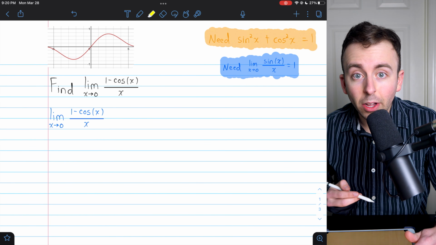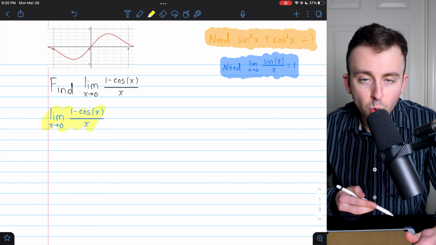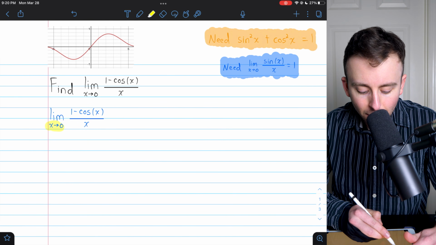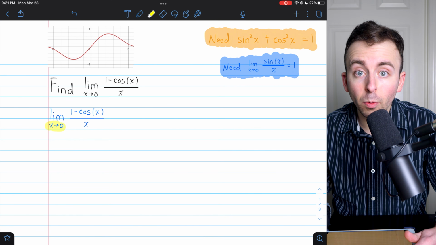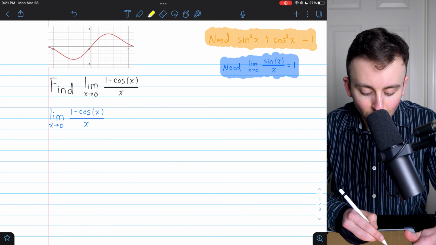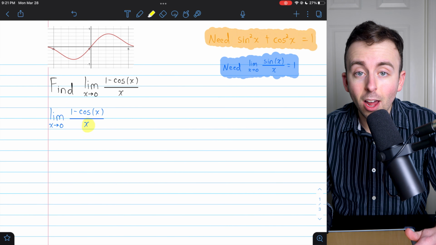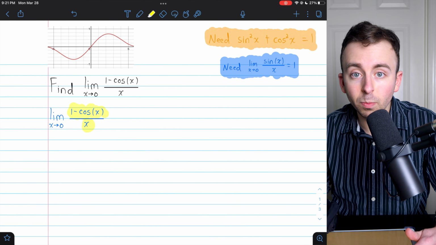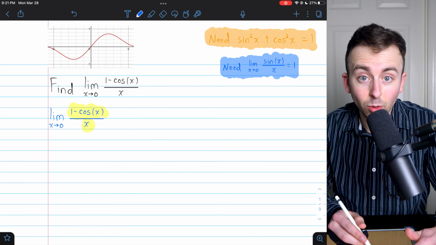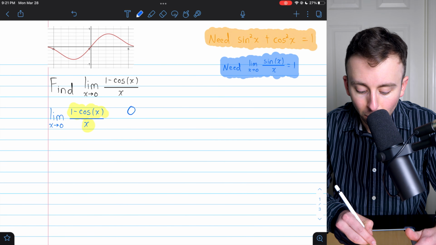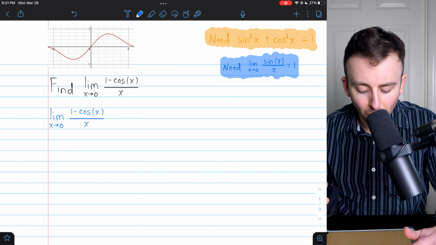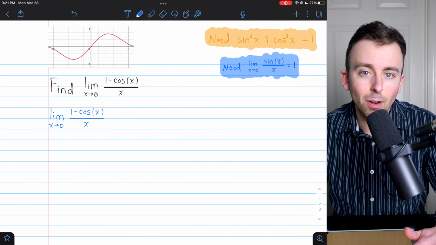Let's get into evaluating this limit, and we'll do our work in blue. For starters, we know we can't plug x equals 0 directly into the function because we would have 0 in the denominator, and we'd have 1 minus cosine of 0, which is 1 minus 1, so 0 in the numerator too. We'd have 0 over 0. That's not going to work, so we'll need more sophisticated methods.